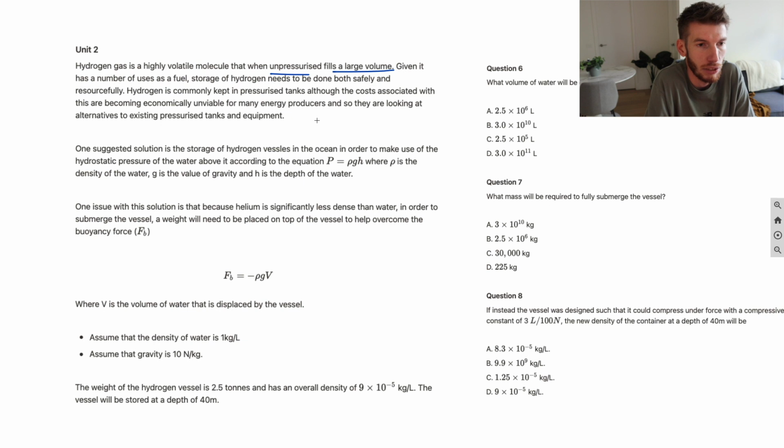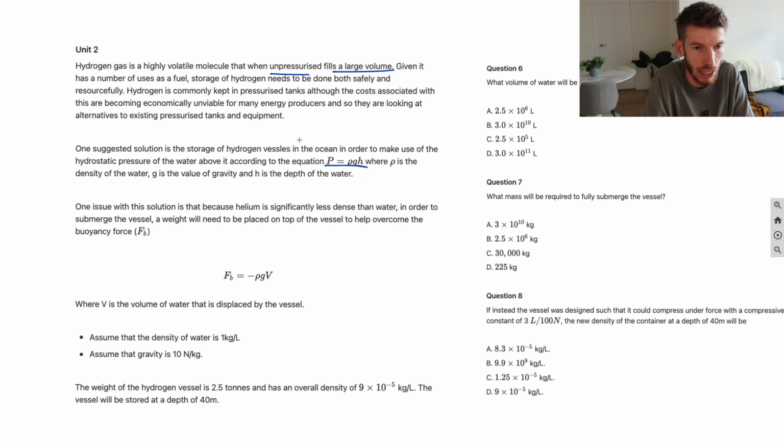Hydrogen is commonly kept in pressurized tanks, although the costs associated with this are becoming economically unviable for many energy producers, so they're looking at alternatives. One suggested solution is the storage of hydrogen vessels in the ocean in order to make use of the hydrostatic pressure of the water above it, according to the equation. So we're just going to make note of that.